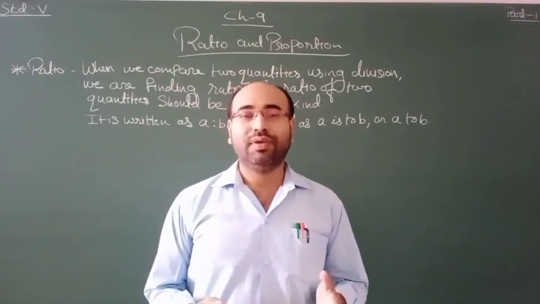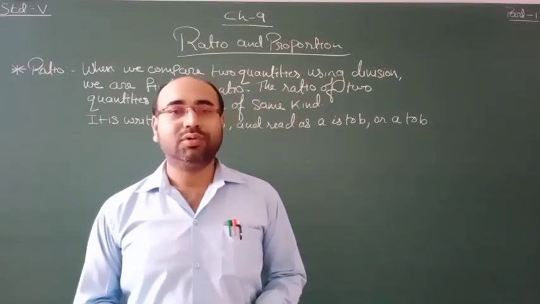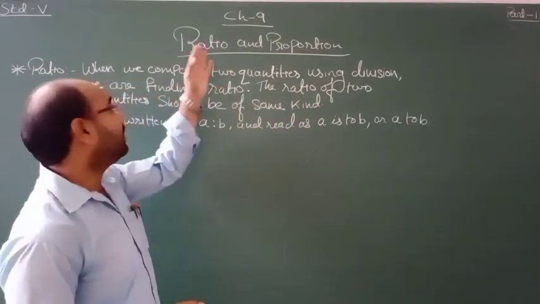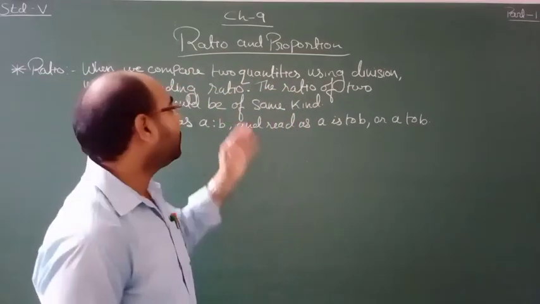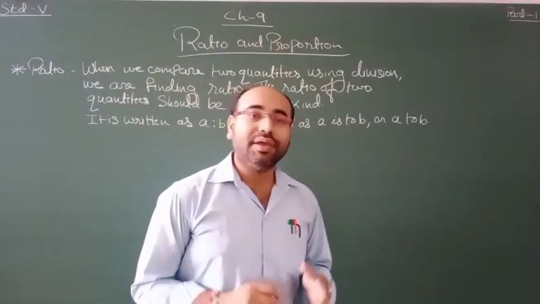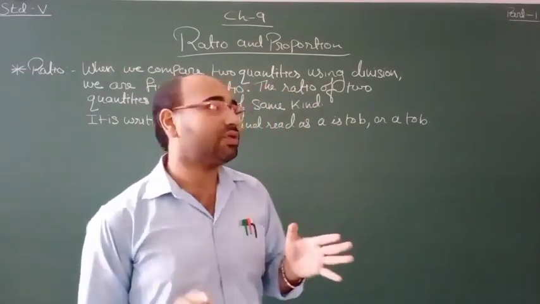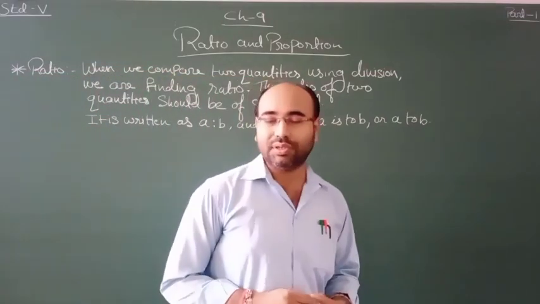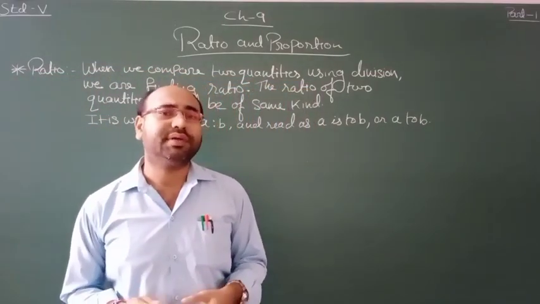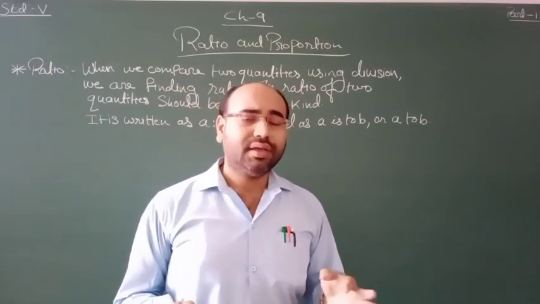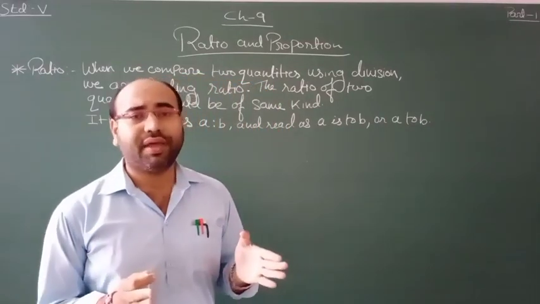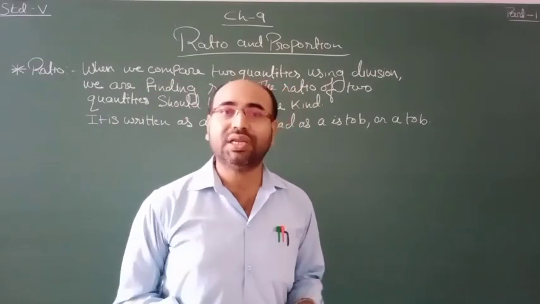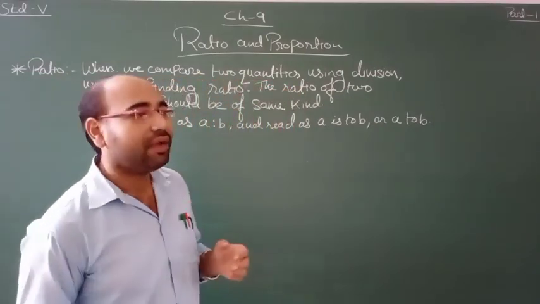So from now we are going to start with term 2, and in term 2 the first chapter we are going to do is chapter number 9, ratio and proportion. In ratio and proportion, the first topic is ratio, and then we will move to proportion. It is also a very easy chapter, nothing hard. Just what we had done in fraction, the cancellation part, the same we have to do here. But first let us understand what is ratio.